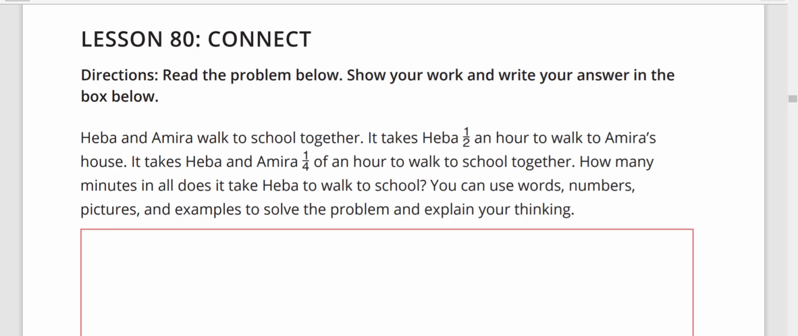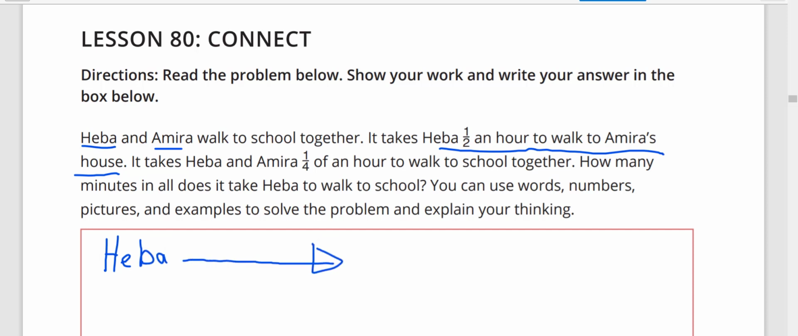Hiba and Amira walk to school together. It takes Hiba half an hour to walk to Amira's house. Okay, Hiba takes half hour to Amira's house.